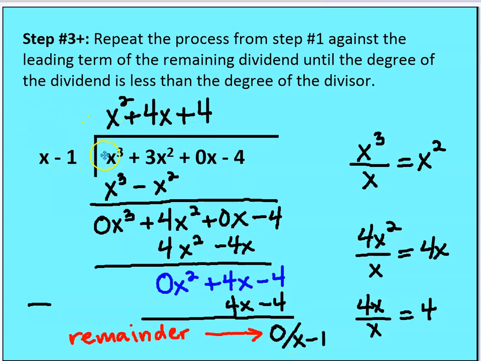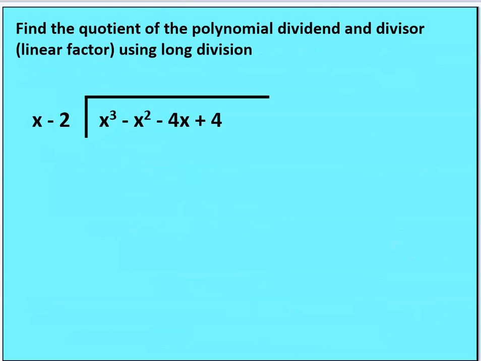So x minus 1 is a linear factor of x cubed plus 3x squared plus 0x minus 4, because the result is x squared plus 4x plus 4, with a remainder of 0. So quotient, divisor, dividend. So this is our process.